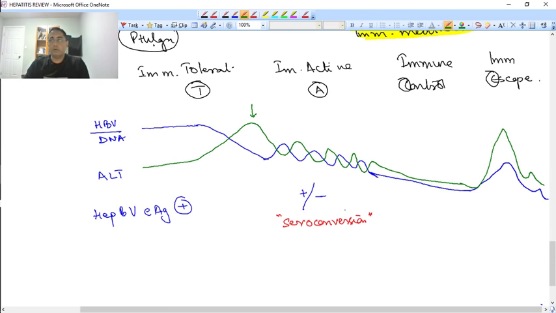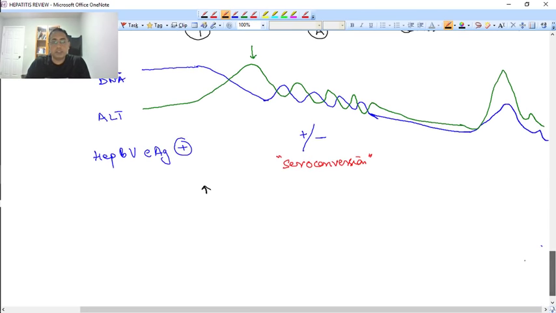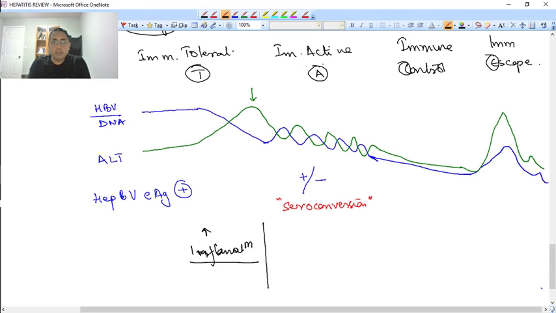So these are the four phases. These are the four phases of this pathology, and that's the natural course of the disease. During the immune tolerant phase, there is minimal inflammation in the liver, and the liver histology would not show too much damage. Whereas in the immune active phase, MCQ, the liver histology would show acute hepatitis.